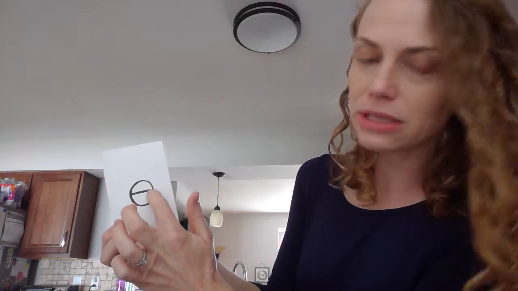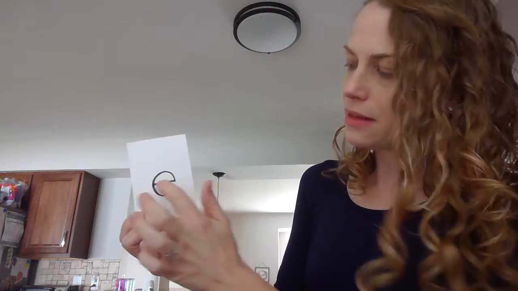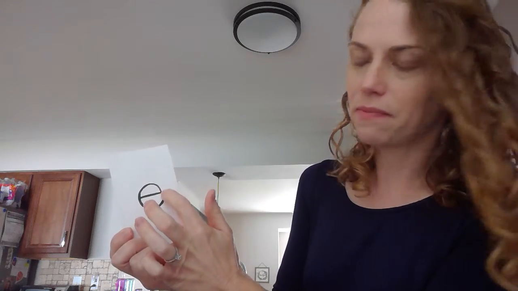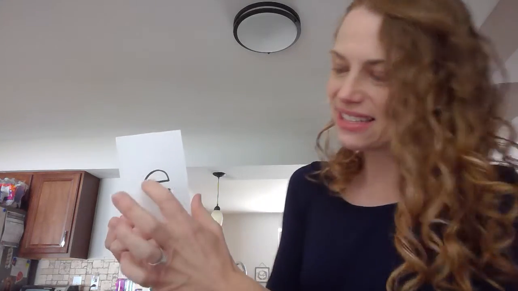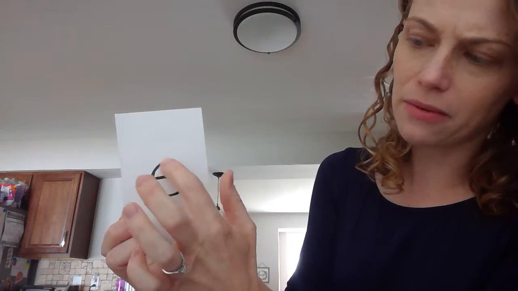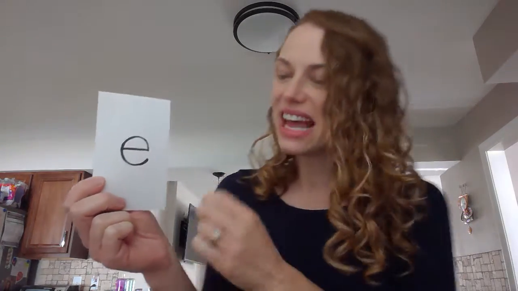You're gonna go out, up, and around. Start in the middle, out, and around. Can you do it with me? Start right here in the middle. You're gonna go straight out, then up and around. Good job. Let's trace it saying the letter and sound.